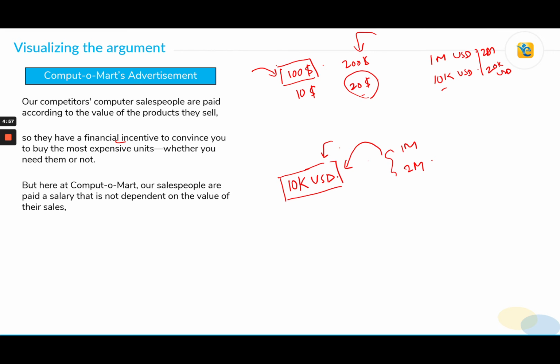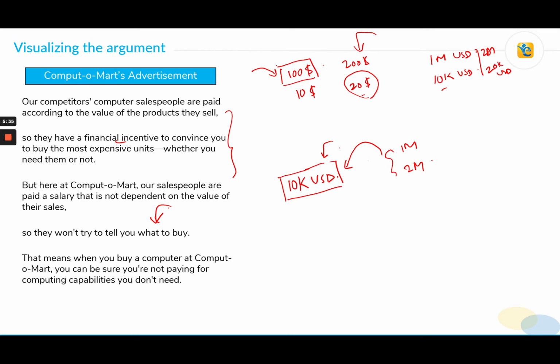Okay. So fundamentally, what you're being exposed to in these three sentences is the difference in the pay structure for the salespeople between Comput-o-mart and the competitors, and the implication of that is in salesperson behavior. The competitor salesperson is going to try to convince you to buy the more expensive products, whereas Comput-o-mart people will not try to tell you what to buy. This is the fundamental difference that the author is trying to drive home. Okay, so the Comput-o-mart salesperson, because they don't have any real financial incentive of this sort, they're not going to try to tell you what to buy.